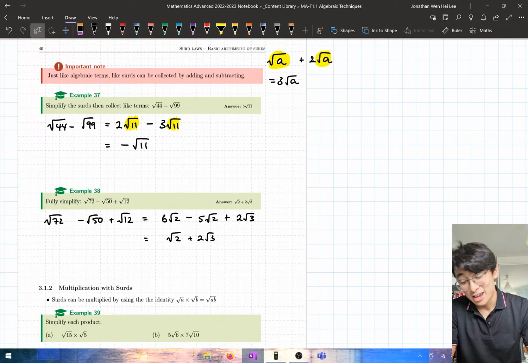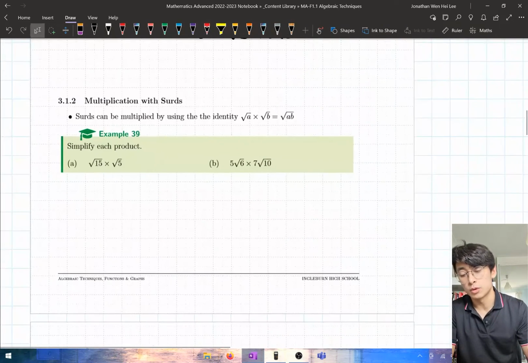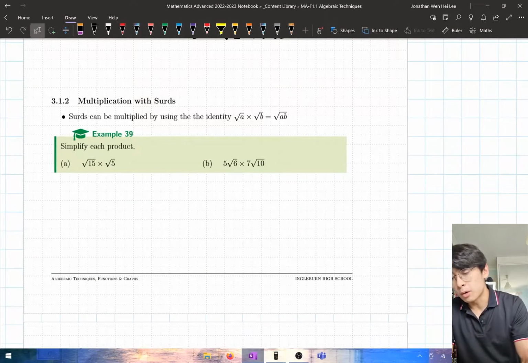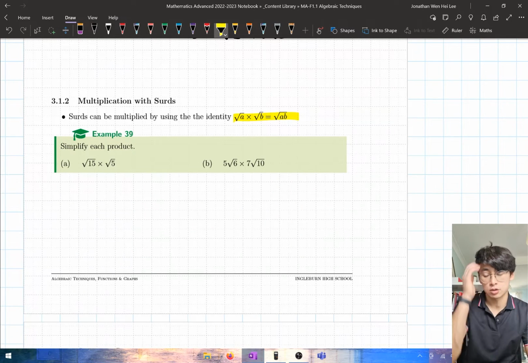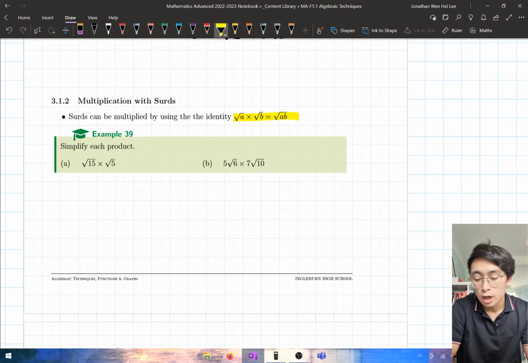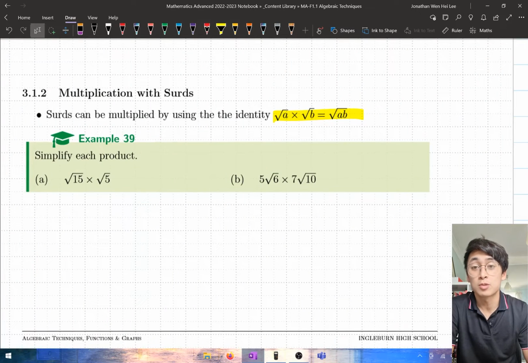Okay, let's have a look at the next section. Now with the next section, we're going to be looking at multiplication with surds. Now when you are multiplying surds, if you have two surds, what we can do is multiply the numbers inside the square root together. So if I have square root a times square root b, we can just multiply together the two terms inside the square root and write it together.